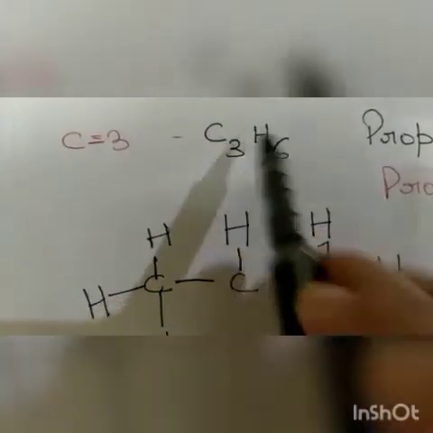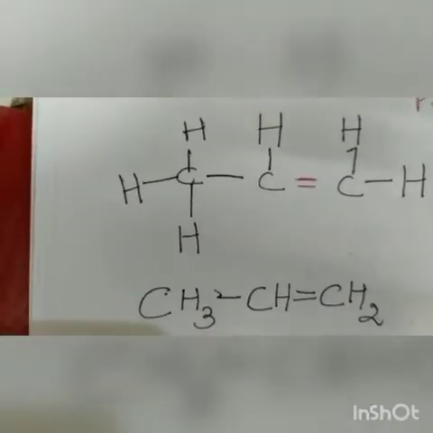And you can even check how many total carbons there are. 1, 2, 3. So here you can see 3 carbon atoms. How many hydrogens are there? 3, 4, 5, 6. And here there are 6 hydrogen atoms.